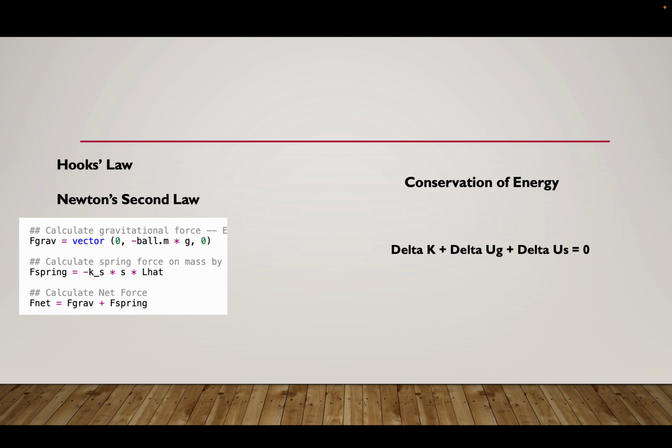The first law is Hooke's law, which is used to calculate the spring force. And we also use Newton's second law, which is for calculating the gravitational force and its related forces. And the second law we use is the conservation of energy, which is called the energy principle. And it is expressed as delta K plus delta UG plus delta US equals 0.